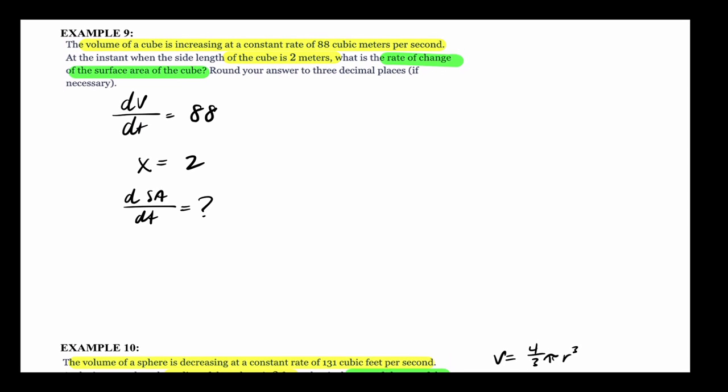Is there anything else that we know? We know what we don't know, surface area. They want to know the rate of change of surface area. There's also something that we do know, actually. What else do we know?